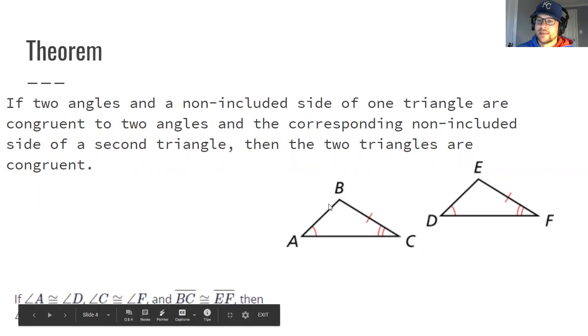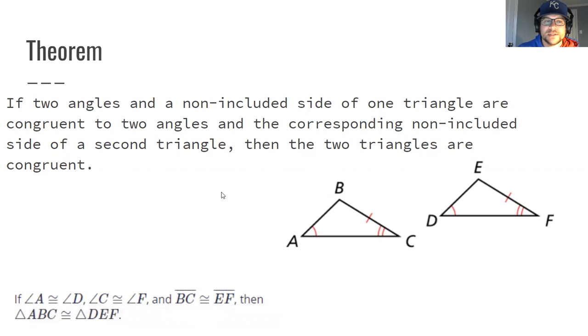The difference between that and AAS, as you notice in the diagram, is that the side is not touching both of the angles. It is not the included side. Still, given two angles and a non-included side of one triangle are congruent to two angles and the corresponding non-included side of the second triangle, then those two are congruent. You can't pick BC of this triangle, which is opposite of the 1 mark, and then pick DE, which is opposite of the 2 mark. Those are not corresponding sides because they don't match up with each other. They need to match up and be touching the same angle.